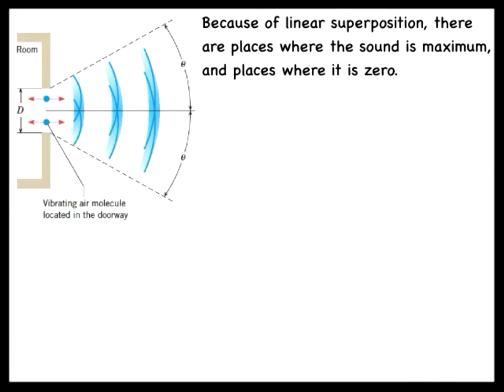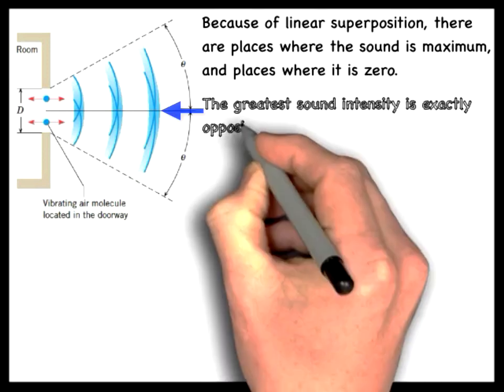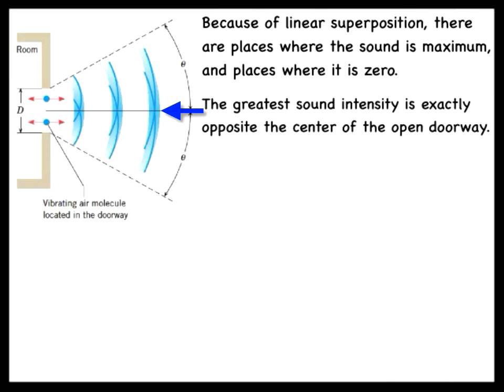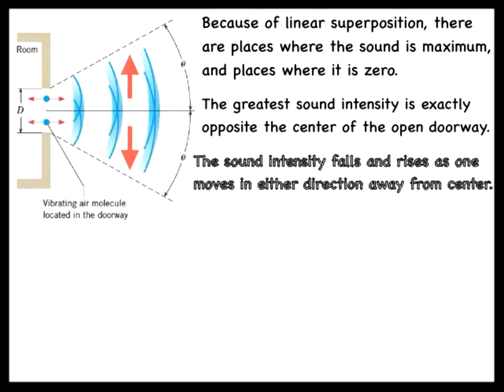are places where the intensity is a maximum and places where it is zero. Analysis shows that at a great distance from the doorway, the intensity is a maximum directly opposite the center of the opening. As the distance to either side of the center increases, the intensity decreases, reaches zero, then rises again to a maximum, falls again to zero, rises back to a maximum, and so on. Only the maximum at the center is a strong one. The other maxima are weak and become progressively weaker at greater distances from the center.